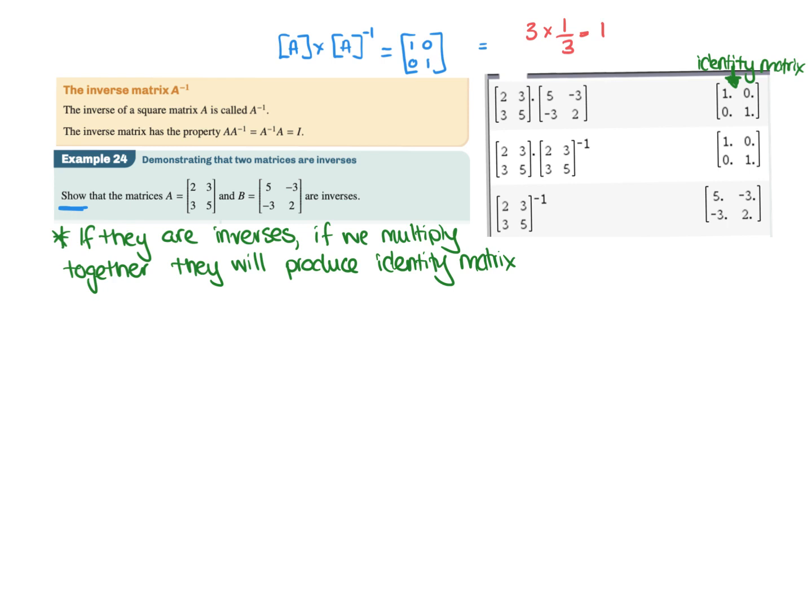To prove this, and also to help with our manual multiplication, which we just did in 11D, we're going to do this equation here. It says show that matrix A, equal to this matrix, and B are inverses of each other. If they're inverses, then when I multiply them together, I should get the identity matrix. So I'm going to multiply matrix A by matrix B, and I'm going to do it the manual way.